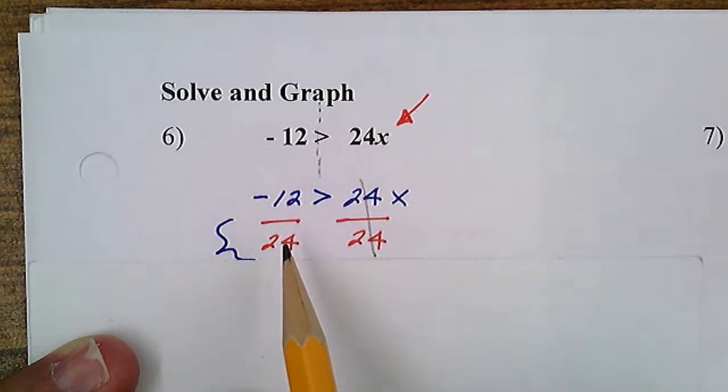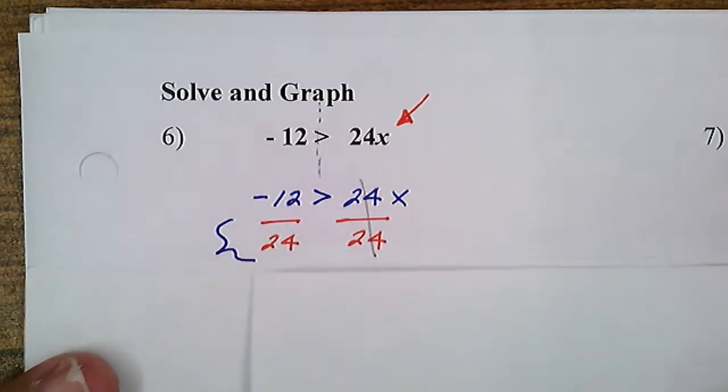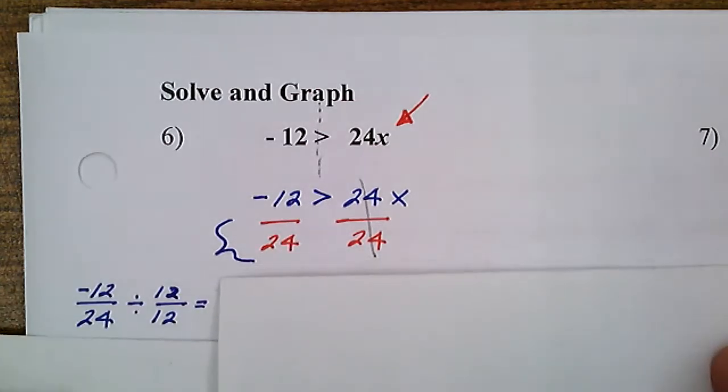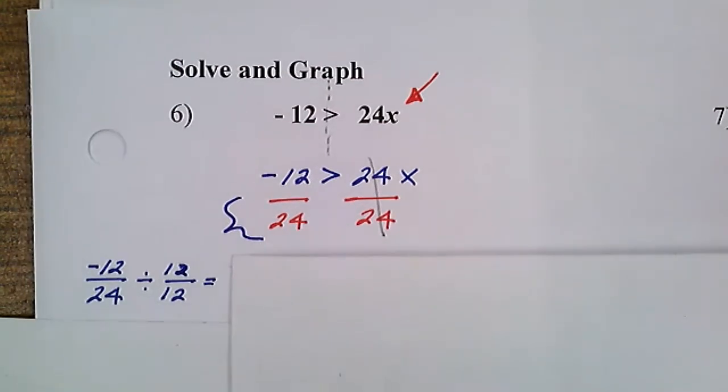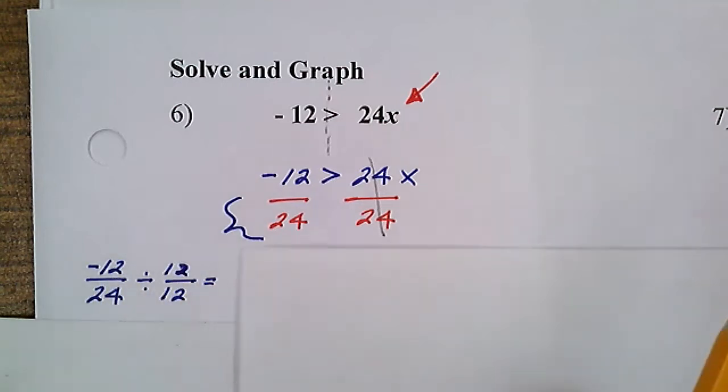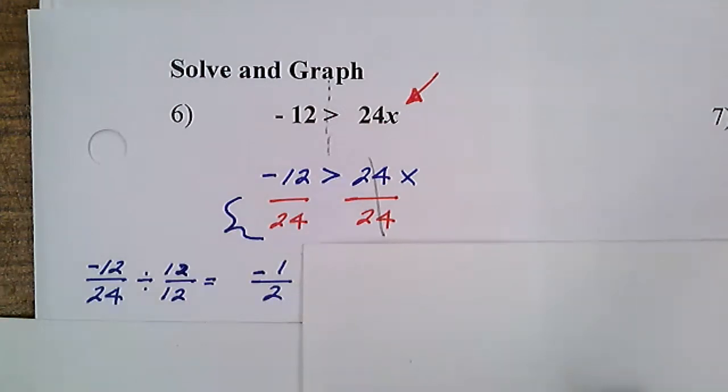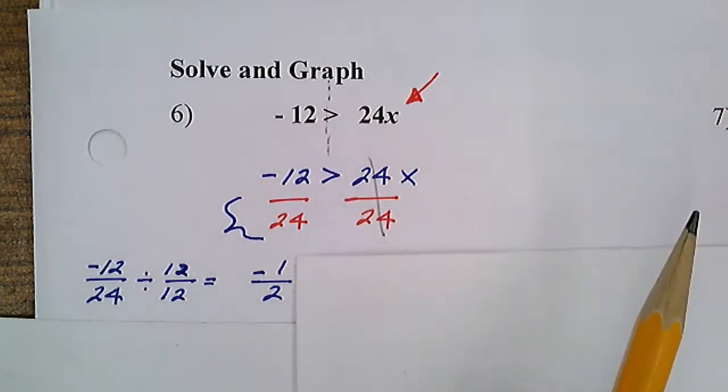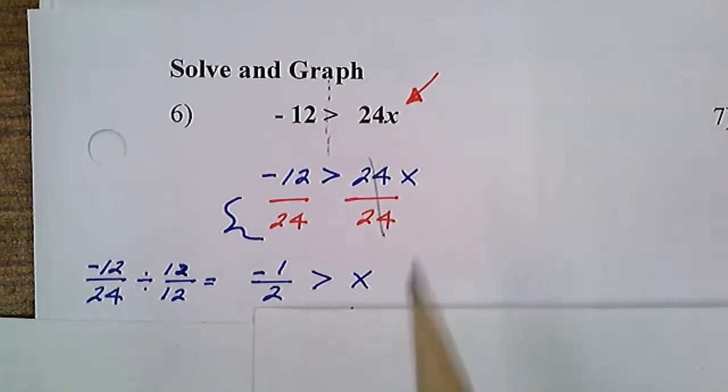So 12 divided by 24, we need to do a little simplifying, a little reducing. So negative 12 over 24, if I take a 12 out of both, a 12 out of the top, 12 out of the bottom, that's going to give me negative 1 over 2. And then these get canceled, so negative 1/2 is greater than x.